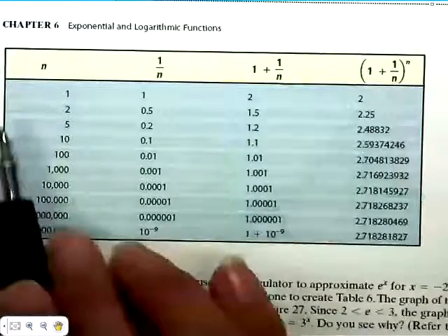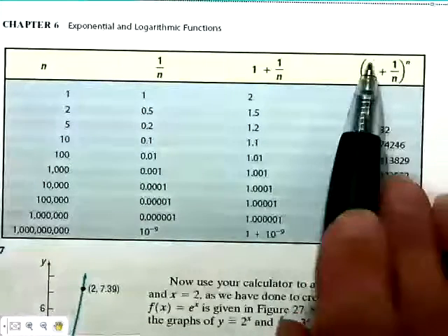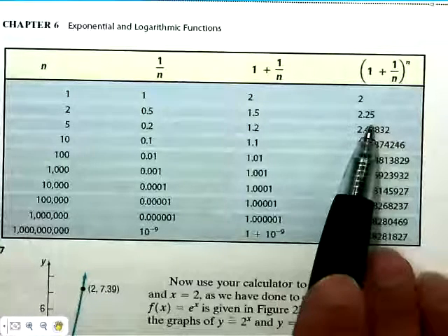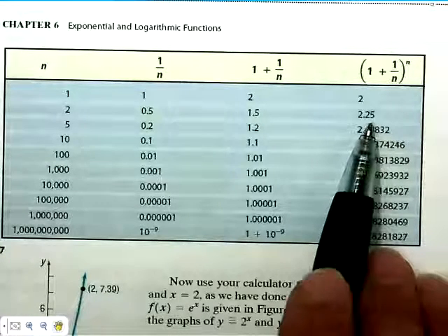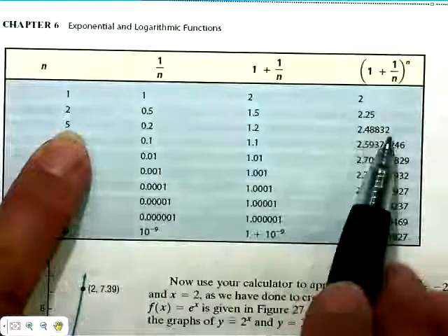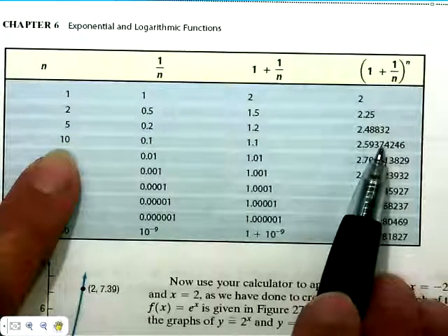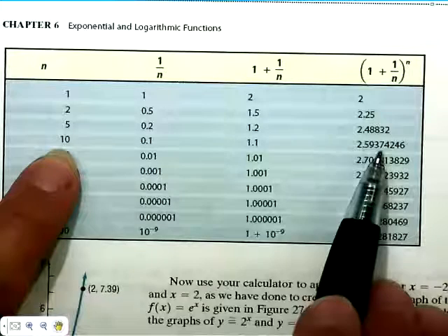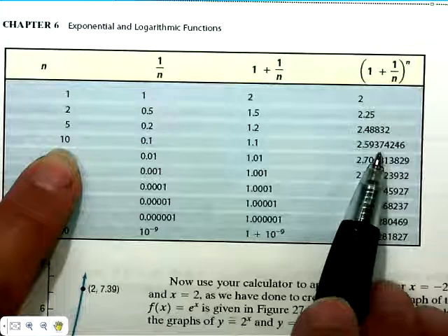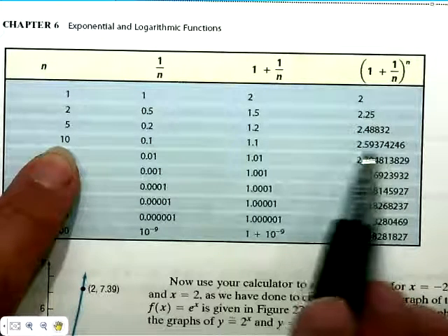If you had $1 in the bank at 100% interest compounded twice a year, then at the end of the year you'd have $2.25. If your money was compounded 5 times a year, then at the end of the year you'd have about, well, the bank would round it up to $2.49. If your money was compounded 10 times a year, the bank would round it to $2.59. It's increasing, right? The more times our money's compounded per year, the more money we have in the bank at the end of the year.